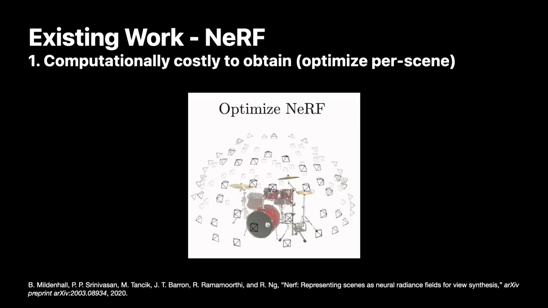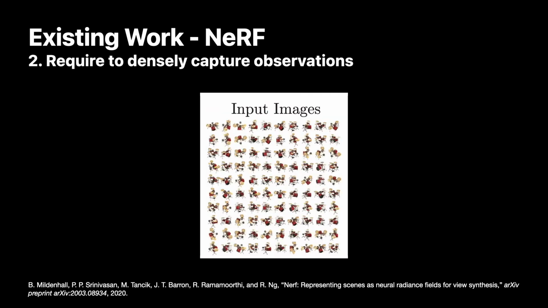The recent neural radiance fields approaches like NeRF generate very promising view synthesis results, but they are inefficient for real-world use cases. Specifically, the model parameters are optimized via gradient descent for each scene, making it costly to obtain. Also, these approaches require densely captured observations of the scene to do interpolation between views.